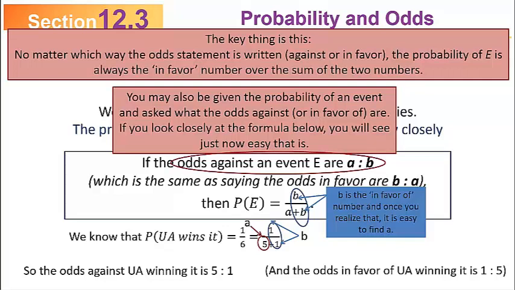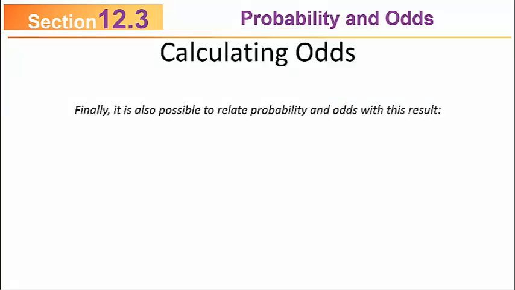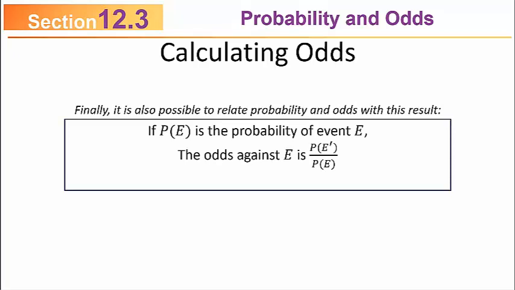So once you know odds, you can quickly change it to probability. If you know probability, you can change it quickly to odds. Finally, you can also relate probability and odds with this result. It says if you're given the probability of E, the odds against E is the probability that E does not occur, that's E complement, over the probability of E. Usually you write odds with a colon, so you could write that fraction, the probability of E complement over probability of E, as the probability of E complement colon the probability of E. That's a more common way to write the odds.